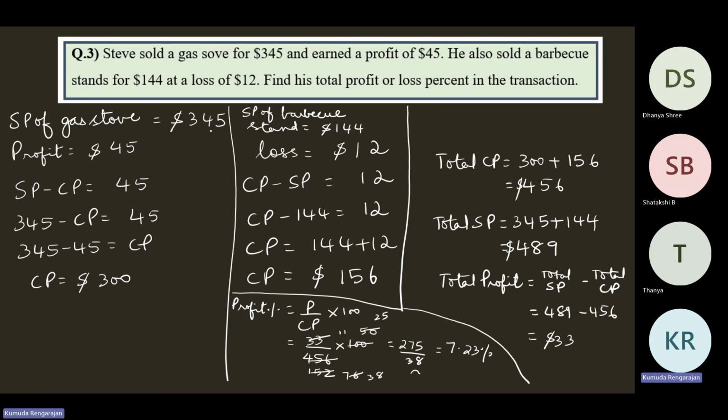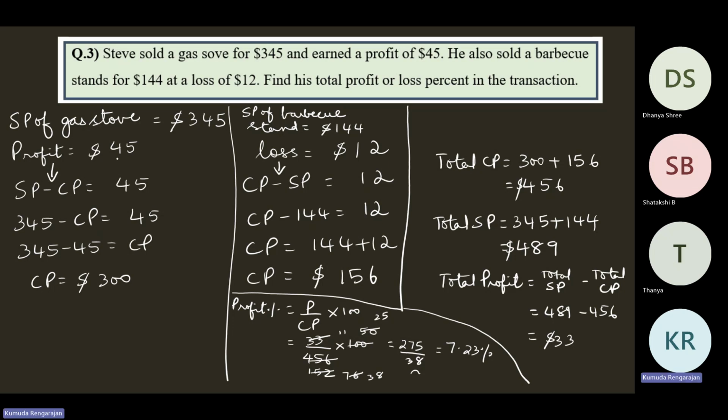Selling price of gas stove, $345. Profit, it's not percentage, it's $45. So how do you understand profit? Profit means selling price minus cost price. Loss means cost price minus selling price. Because in profit, selling price is more. But in loss, cost price is more.